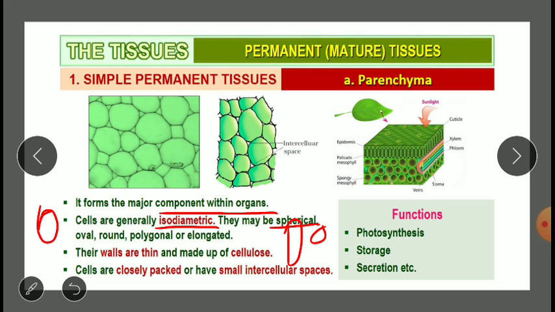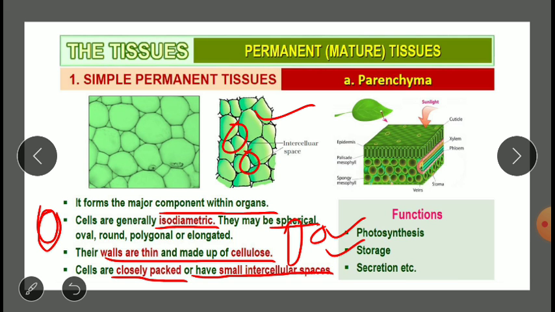Cell wall is going to be the outermost covering of the cell. Their walls are going to be thin and made up of cellulose. Cellulose is a type of carbohydrate. These cells are going to be closely packed or have small intercellular spaces. You can see over here, the cells are present with small intercellular spaces in the middle. So these are known as the parenchyma. The main functions of the parenchyma are photosynthesis, storage and secretion.